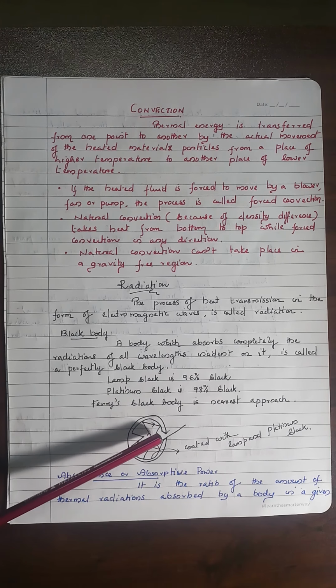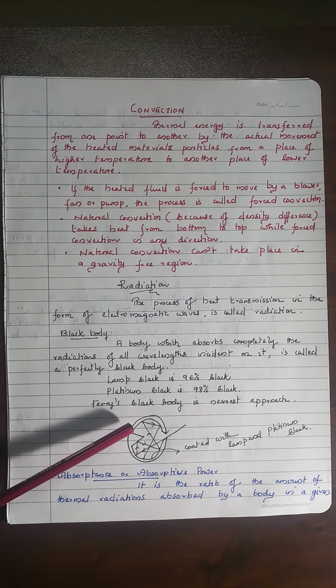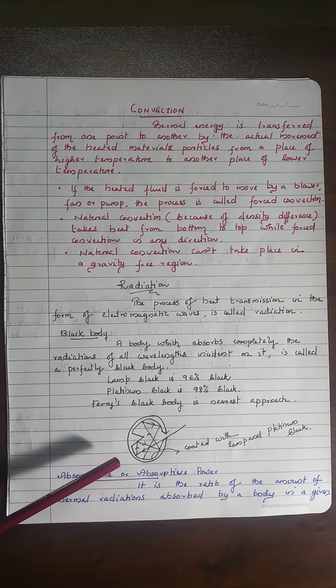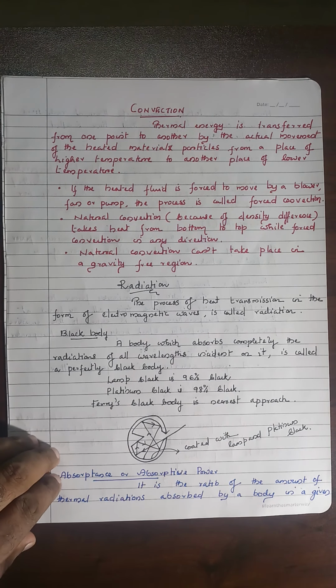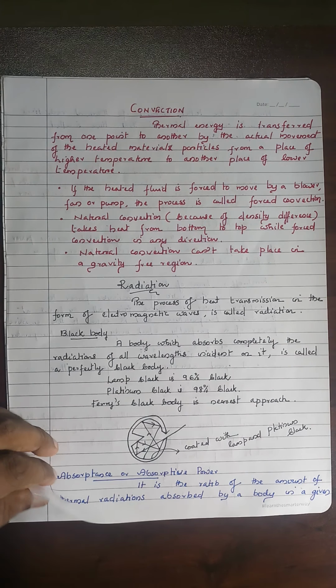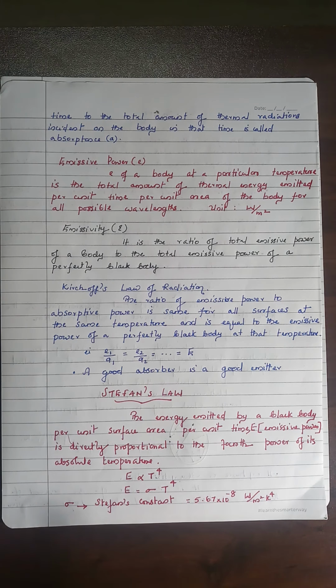Look, a sphere with a small opening and inside with a projection, and coated with lamp black and platinum black, is the nearest approach to a perfect black body. Then we have to move to some of the basic terms in relation with the radiation. The first one, the absorptance or absorptive power. It is the ratio of the amount of thermal radiations absorbed by a body in a given time to the total amount of thermal radiations incident on it. So absorbed by incident, that is called the absorptance.